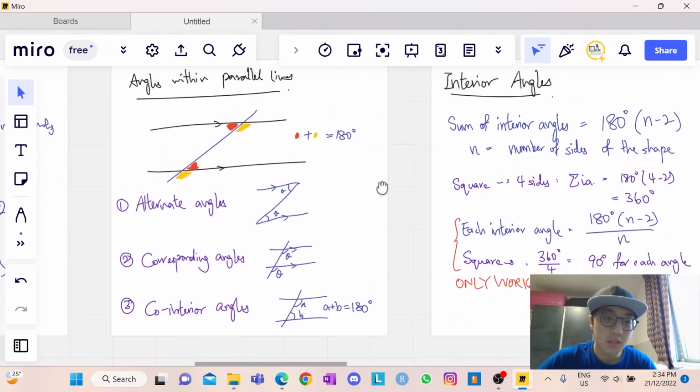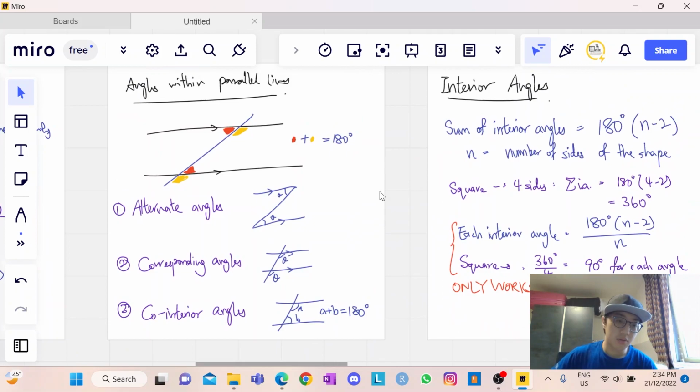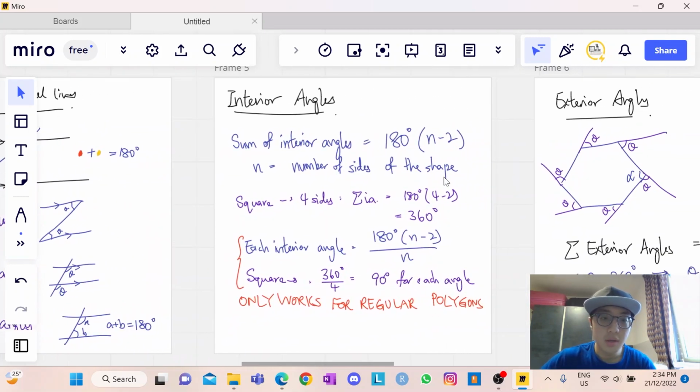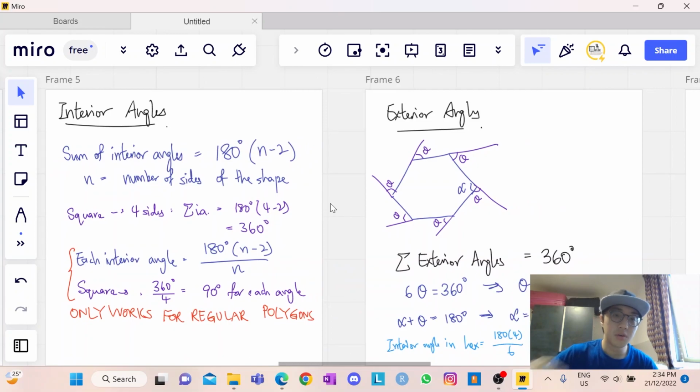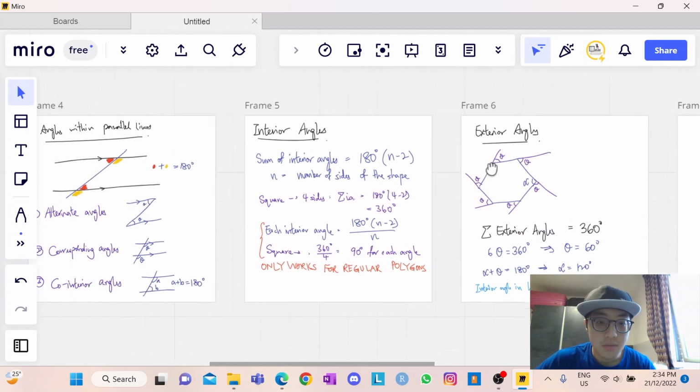Next, we have learned 3 different angles within parallel lines, the alternate, corresponding, and co-interior. And yeah, this is basically just memorizing work, although you can just derive it. Next, we have interior and exterior angles for regular and irregular shapes. So I hope you guys understand all the information covered in this video today.